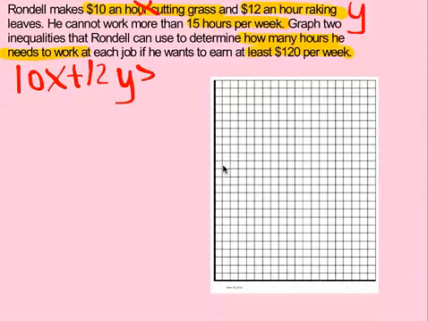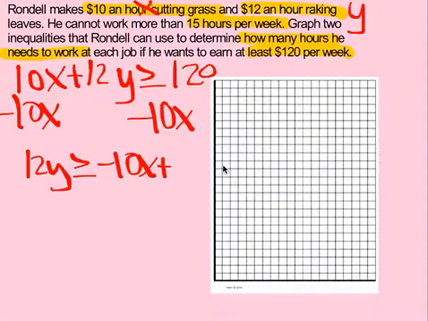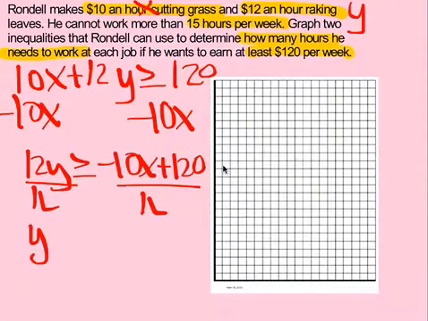And then he wants to make at least $120. So if he made more, he'd be a pretty happy guy, right? So we need to solve this for y. I'm going to start by subtracting 10x from both sides, and then I get that 12y is greater than or equal to negative 10x plus 120. Then I'm going to divide both sides by 12. So then I get y is greater than or equal to negative 10 divided by 12.